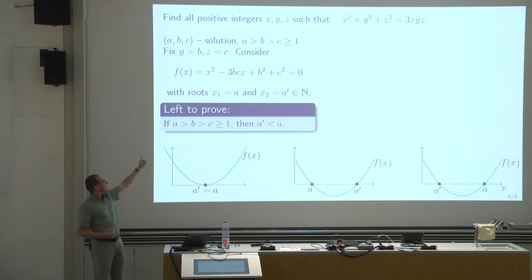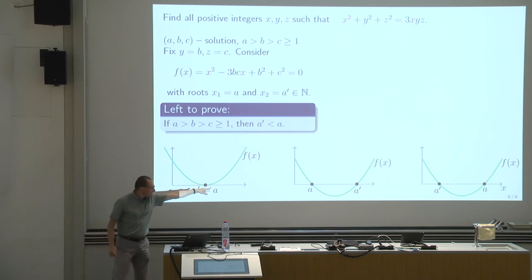F of x has a root for sure. By the way, it may have a double root. We have not excluded yet the possibility that x2 is equal to x1. There are three possibilities. Either the two roots are the same. We have to rule this out. Either a is less than a prime. This would be a complete disaster for us. We have to rule this out as well. Or a prime is less than a. This is what must be taking place. That's what we want. Now we have to rule out the first and second case.